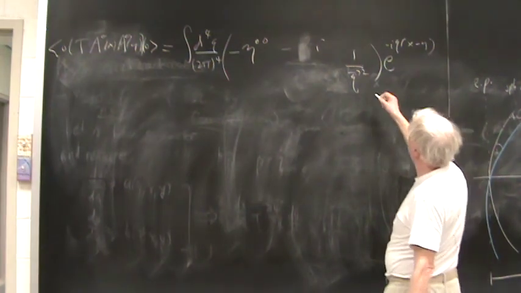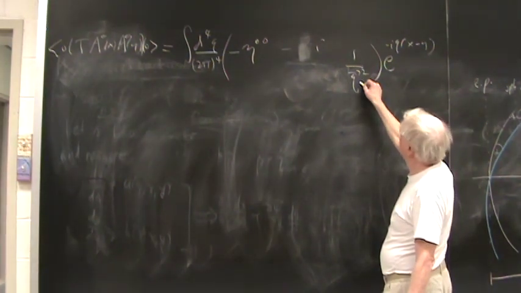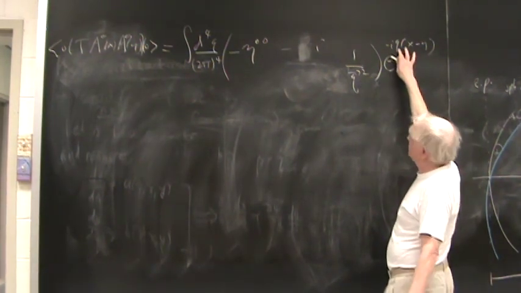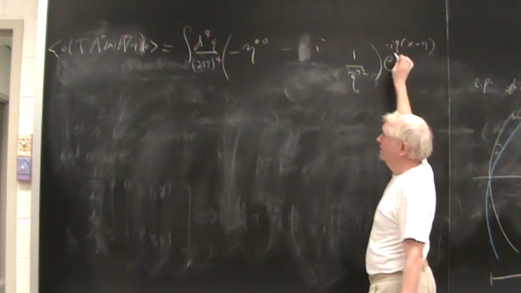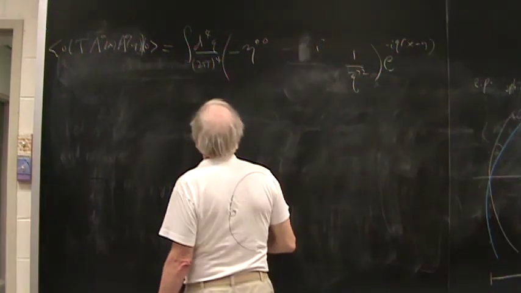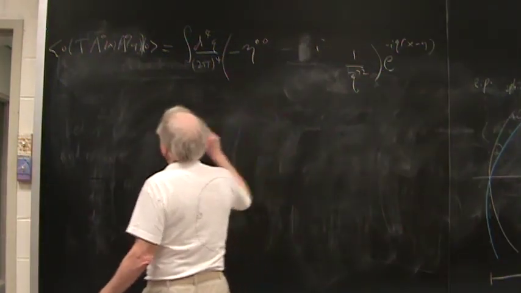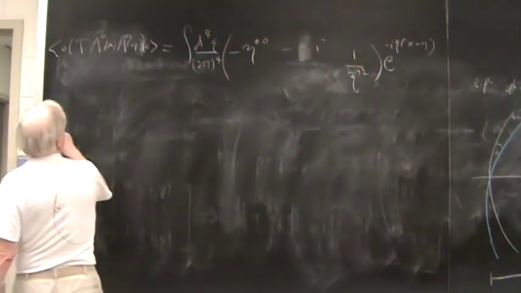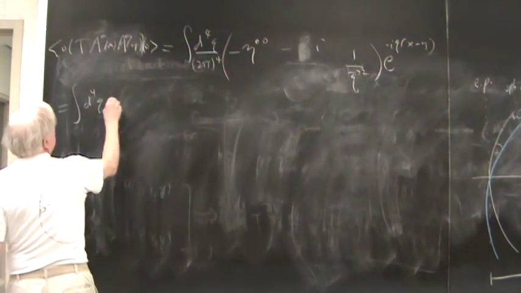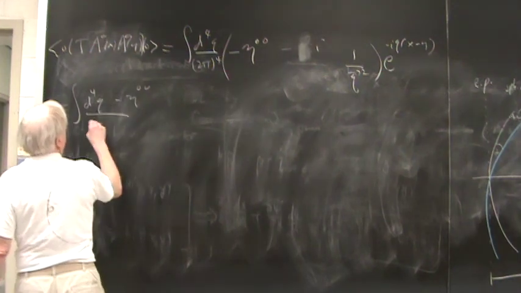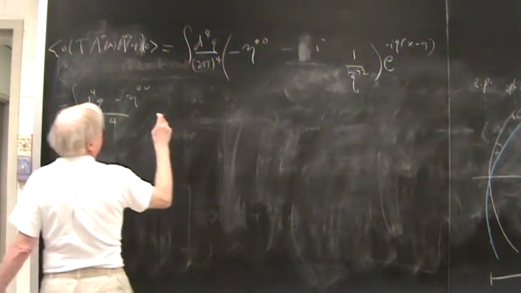Now this is 1 over q vector squared. And the only q0 occurs up here. That gives us a delta function in time. So in fact, let me just look at the second term then. So this is equal to the integral d^4q minus eta 0,0 over (2 pi)^4. That's that term.